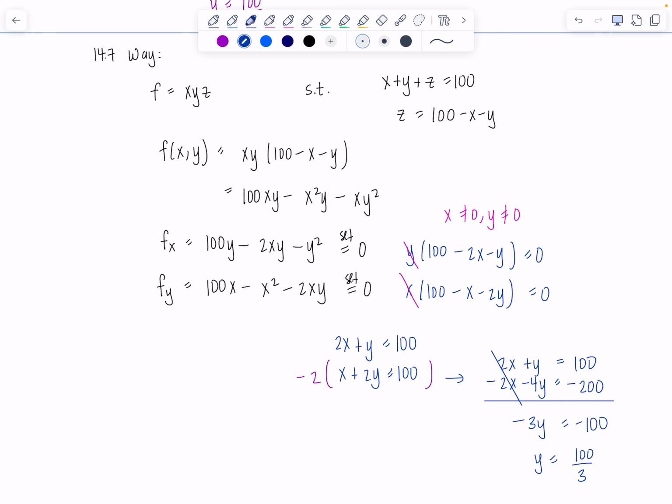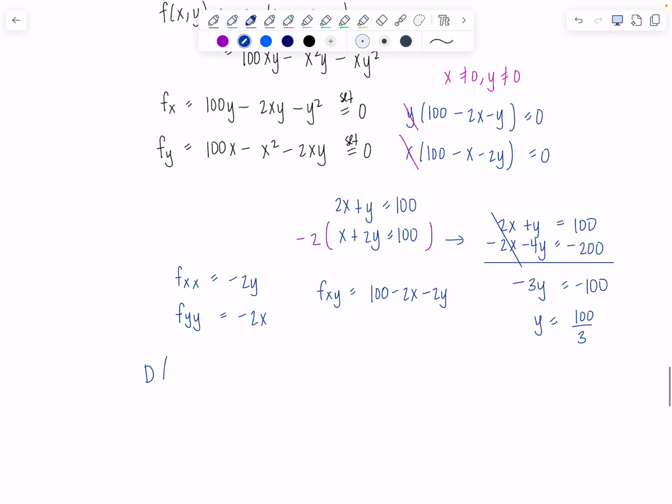Are we good? I did do the D-test to check that it yields a max. Maybe we should have done that on the last one. If you want, maybe we should go back and do it. I'll let you do that. Anyways, second partial with respect to x is -2y. Second partial with respect to y is -2x. The mixed partial is 100 minus 2x minus 2y.